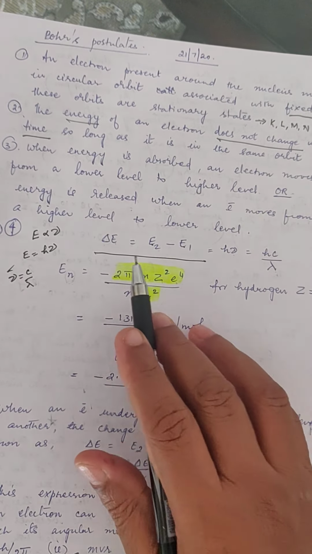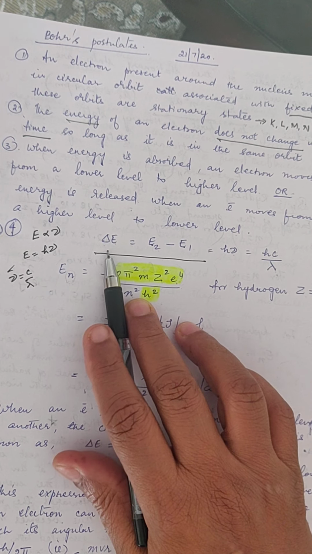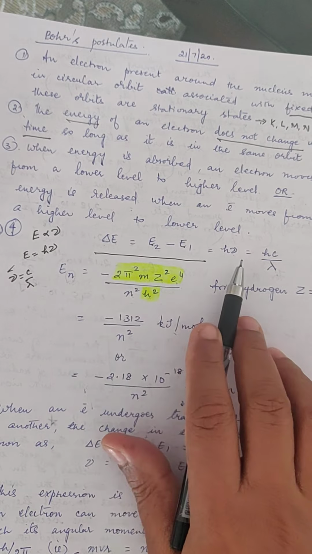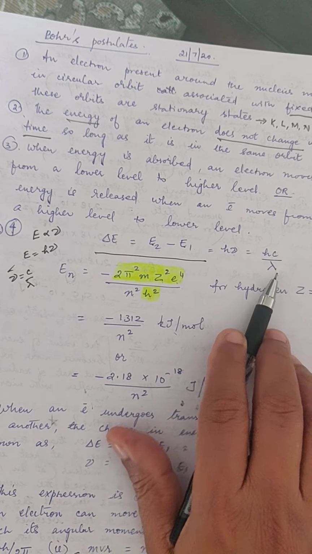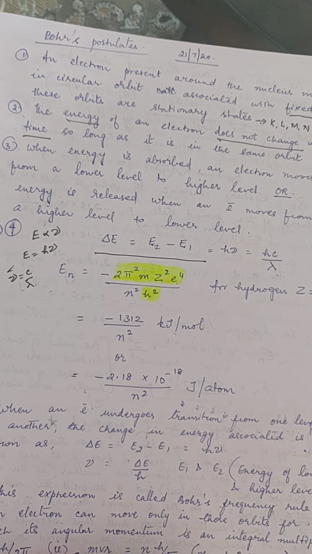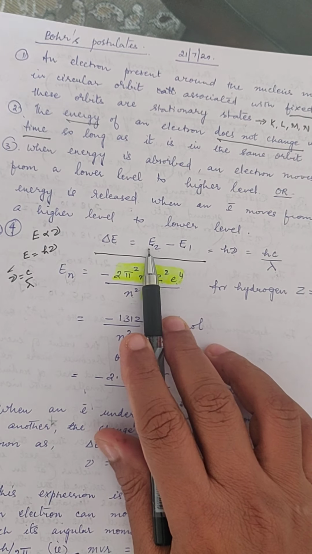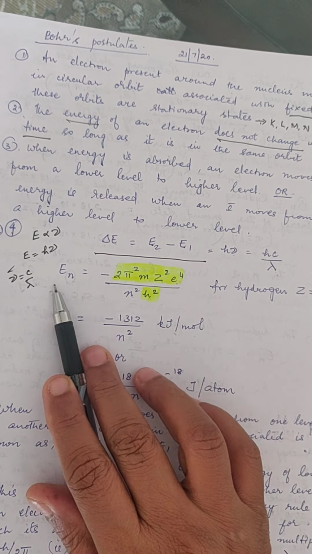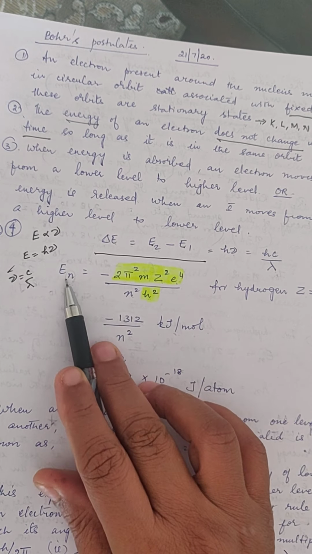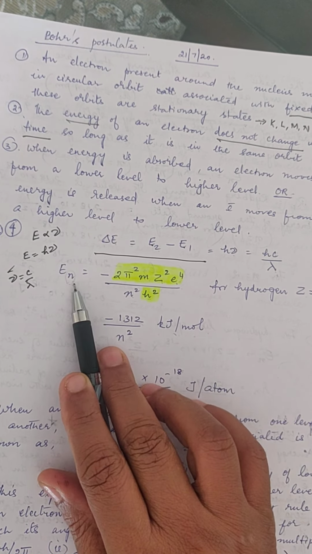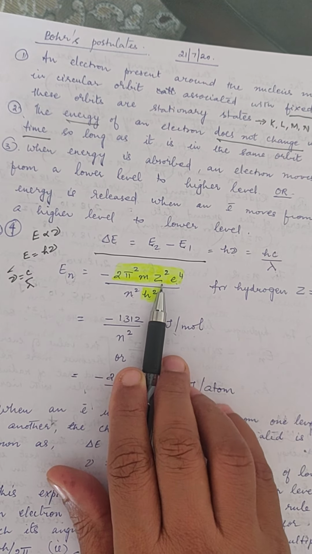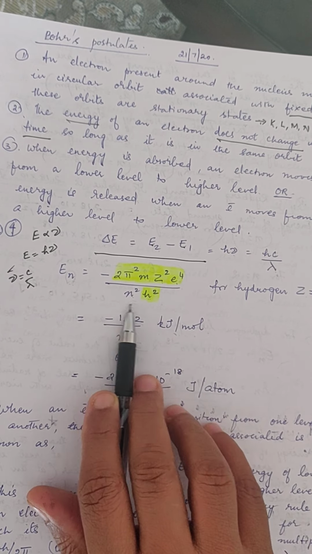So you get delta E, that is the change in energy associated with any electron transition, is equal to h nu, or it is equal to hc by lambda. Now what is the energy associated with an electron belonging to a particular energy level? That is given by the formula En, where n is the orbit to which the electron belongs. That is equal to minus 2 pi square m z square e power 4 upon n square h square.